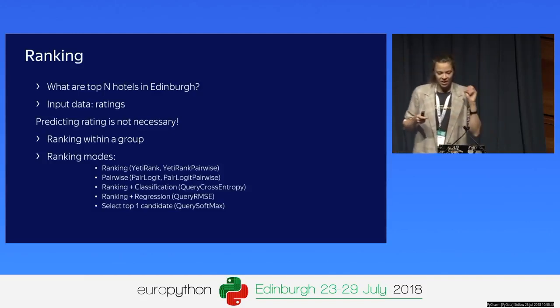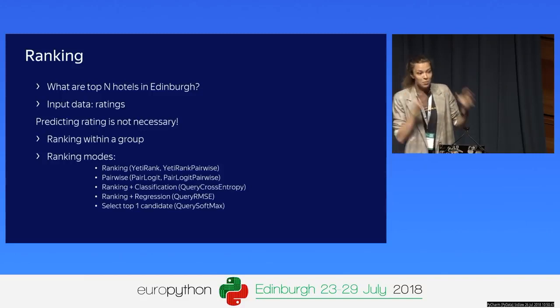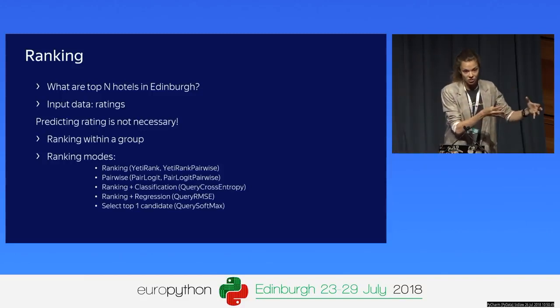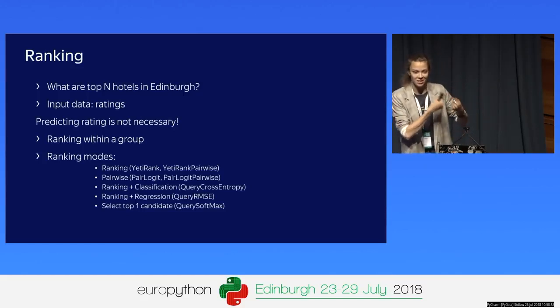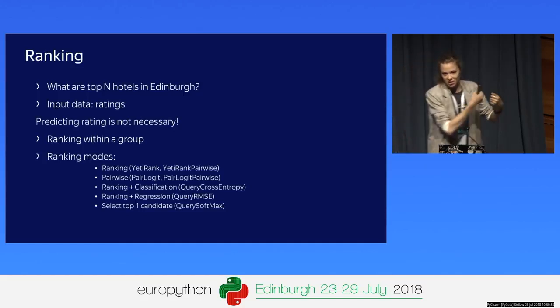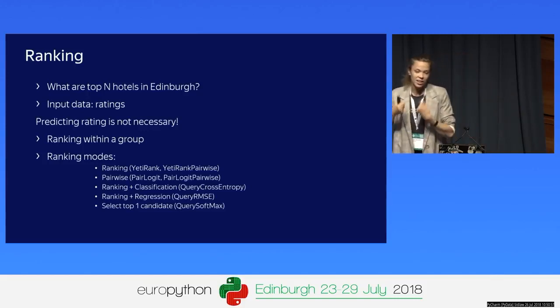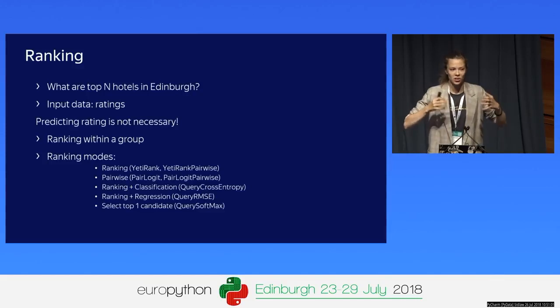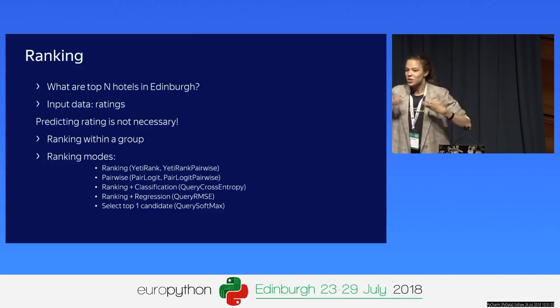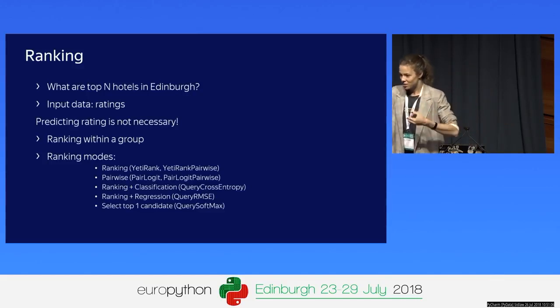And we also have 3 other modes. One is the mix between ranking and classification, which might be useful if you want to do ranking, but you have the 0 and 1 labels as the input. Another is ranking plus regression. And one more is specific for the task when you want to select top 1 best candidate.